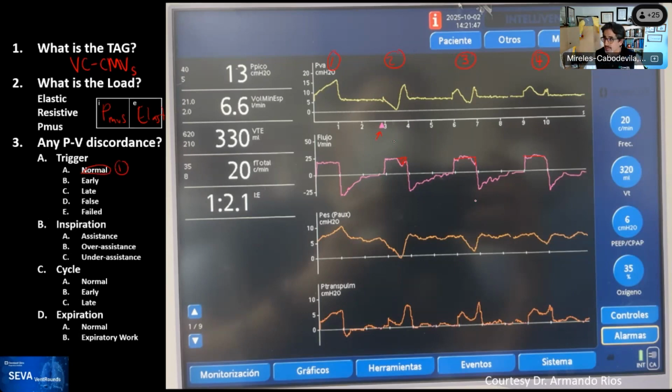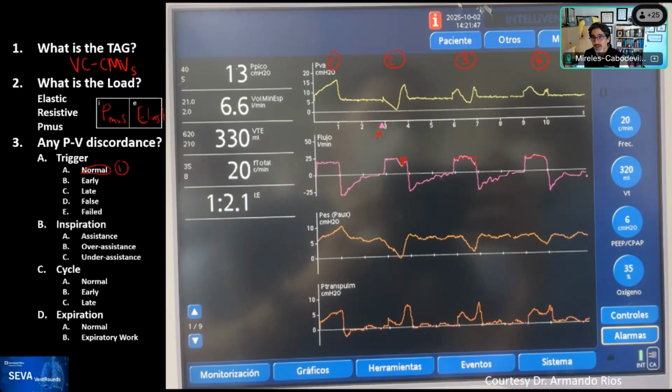Rob, comments about that? Nope, looks good. All righty. For the second breath, for the third and the fourth breath, many of you highlighted that this was an early trigger. And the way that it gets recognized without the esophageal pressure waveform, but just looking at the waveform, you will see that it's triggered by the machine.